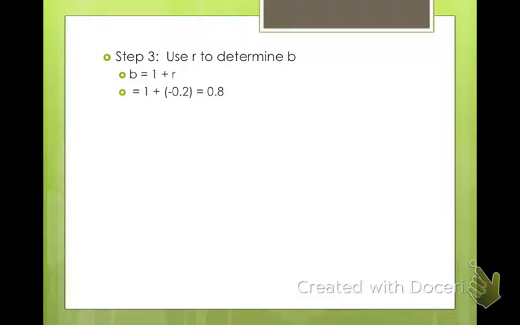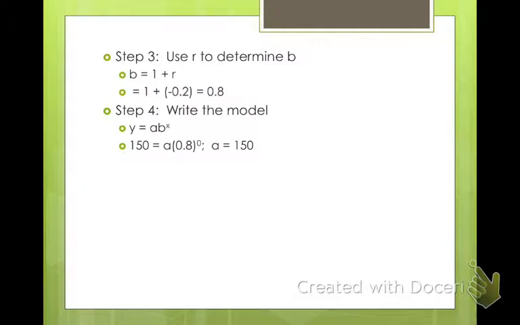Oh, I'm sorry. I forgot we're putting this into standard form. Okay, so to find our B, my apologies. So to find our B, we have to take our rate, and B is 1 minus the rate, 0.2. So B is 0.8. So put that into y equals A B to the x. There we go. That makes way more sense. Okay, so 150 equals A times 0.8 to the 0 power. So A is 150.